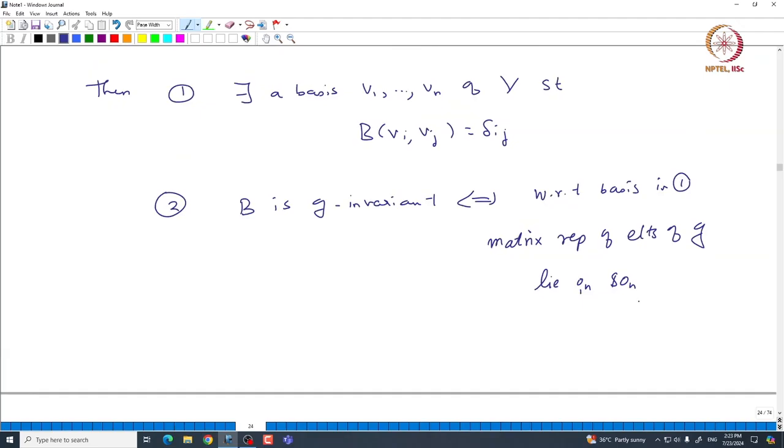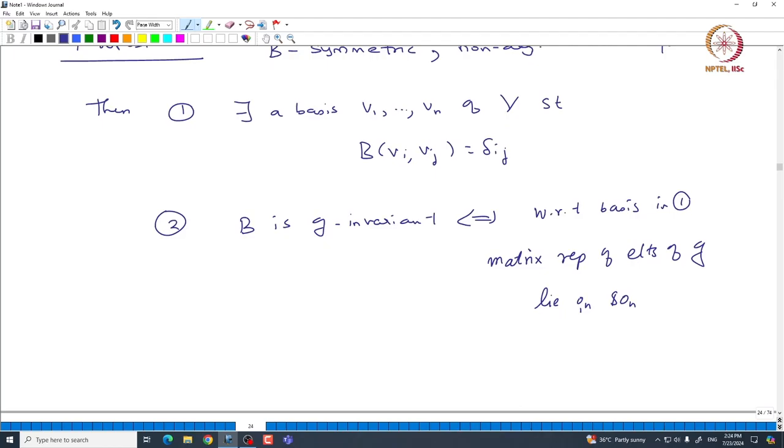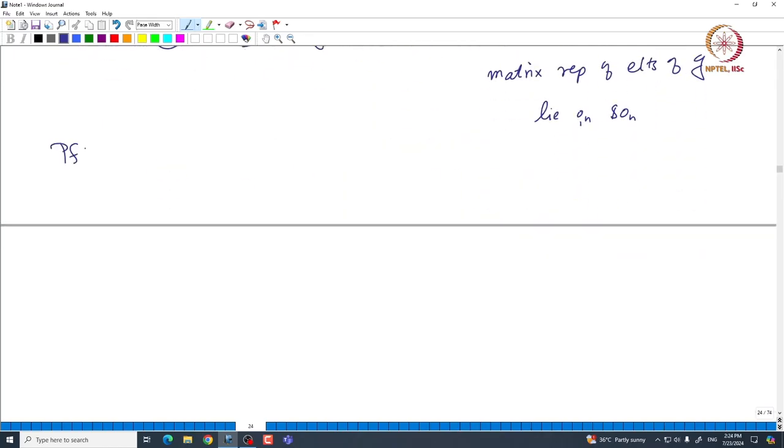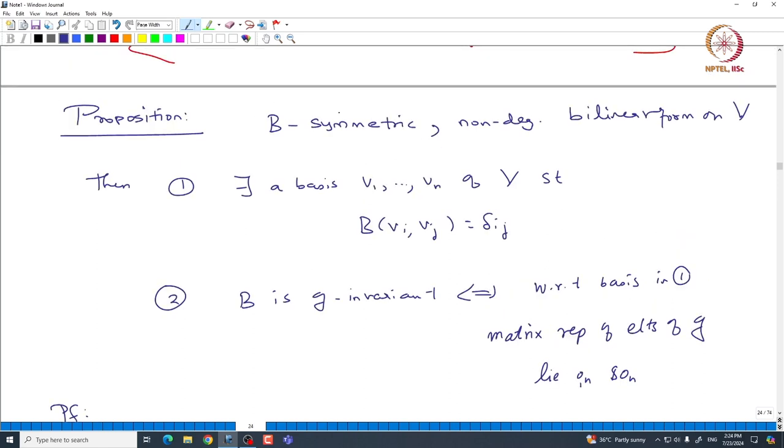The proof is by induction. We have to just set up the induction, then immediately we will get that there is such a basis. The second one is just rewriting the definition. So, by induction we can assume that up to n minus 1 the first statement is true. To begin the induction, for the 0 dimensional space there is nothing to prove. Let us assume that n is greater than or equal to 1. Now, we assume that B is a non-zero symmetric non-degenerate form. For the 0 form there is nothing to prove.